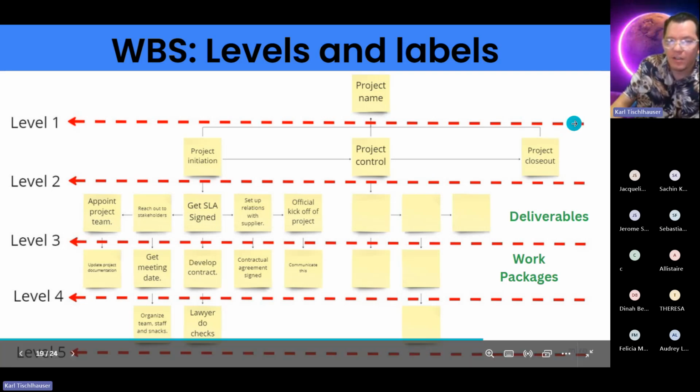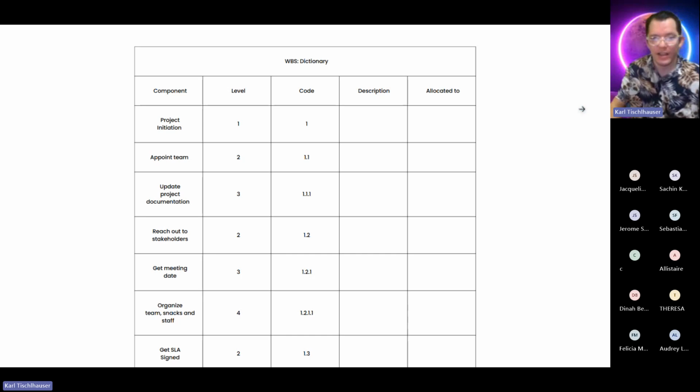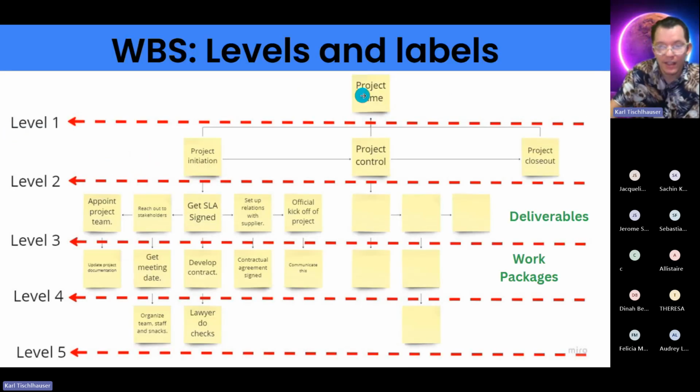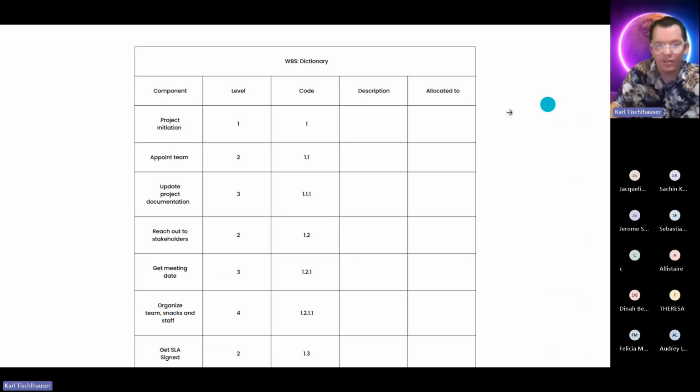Let me keep going. I'm going to show you some samples. And then also, while you're doing this, you need to develop a work breakdown structure dictionary. What this is, it just tells us what each of the blocks, or each of the sticky notes, are at the levels. So you'll see that we have project initiation. It's on level 1. You give it a code. This code is very important because you use the code when you're allocating it to staff members. You can give a description and you can allocate it.